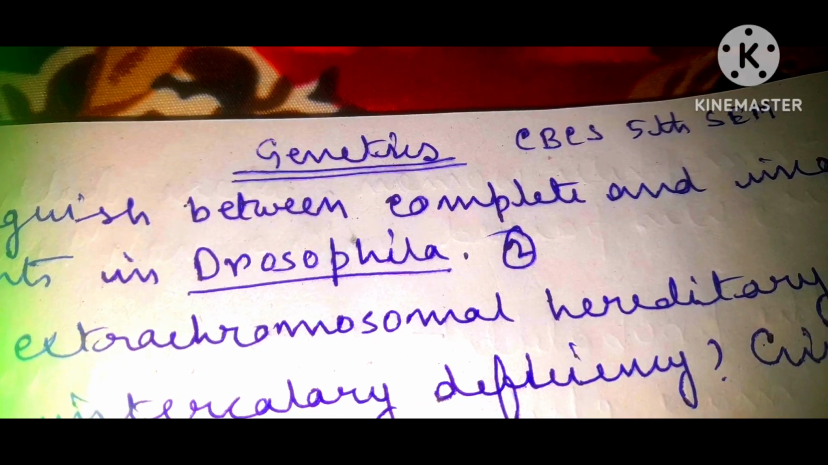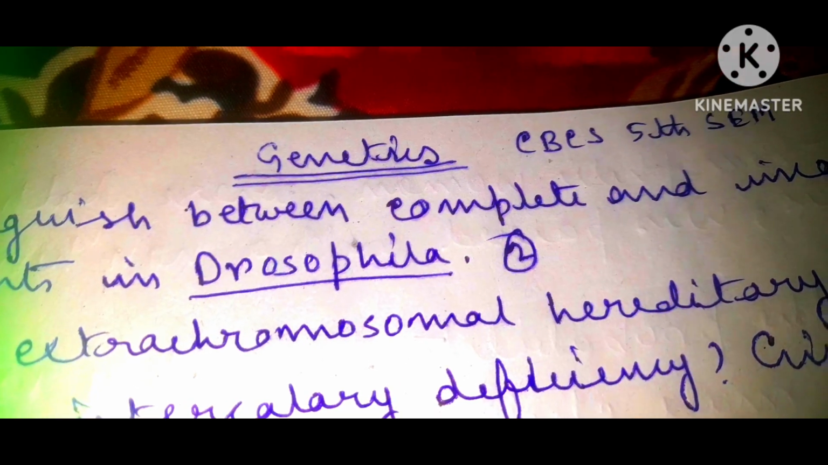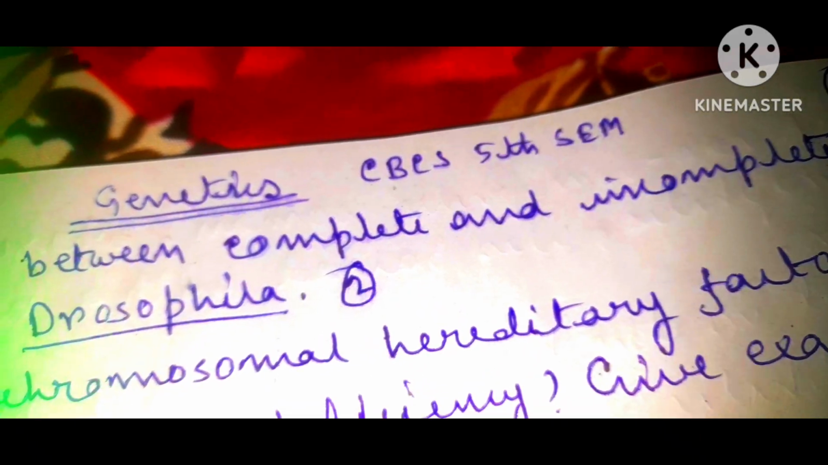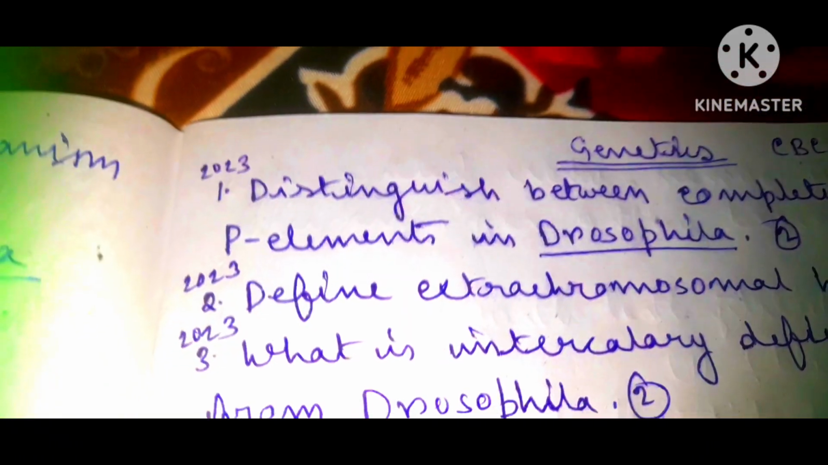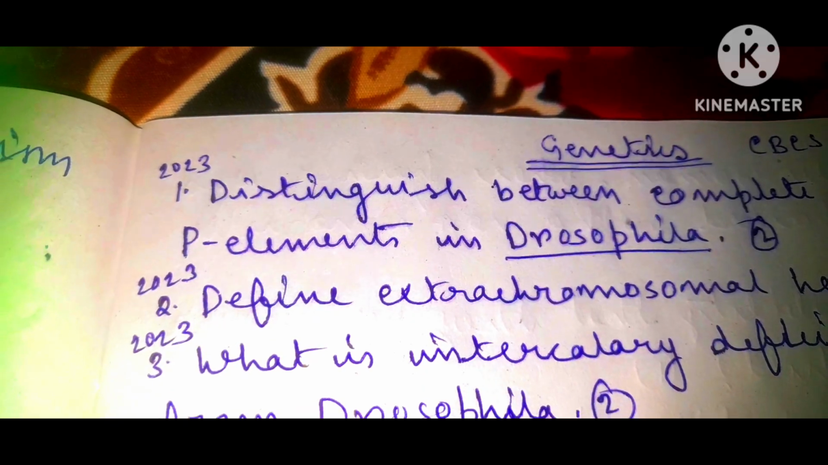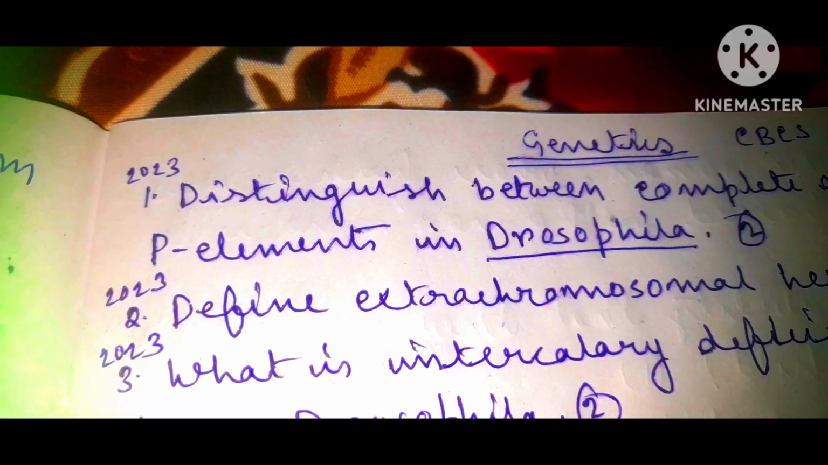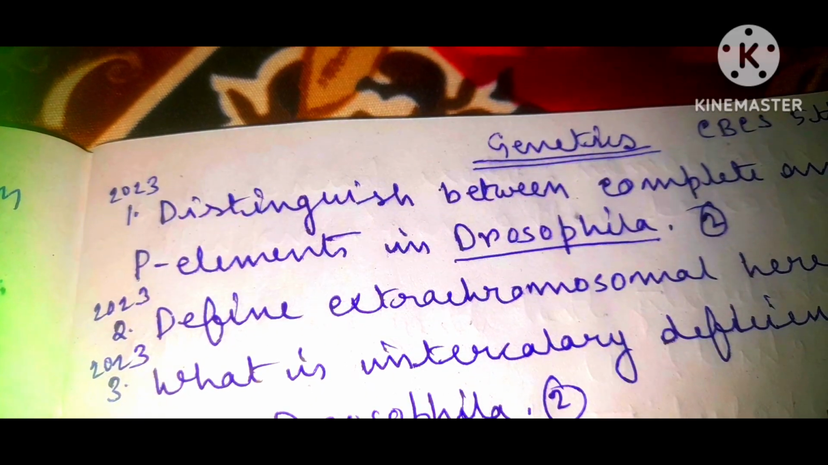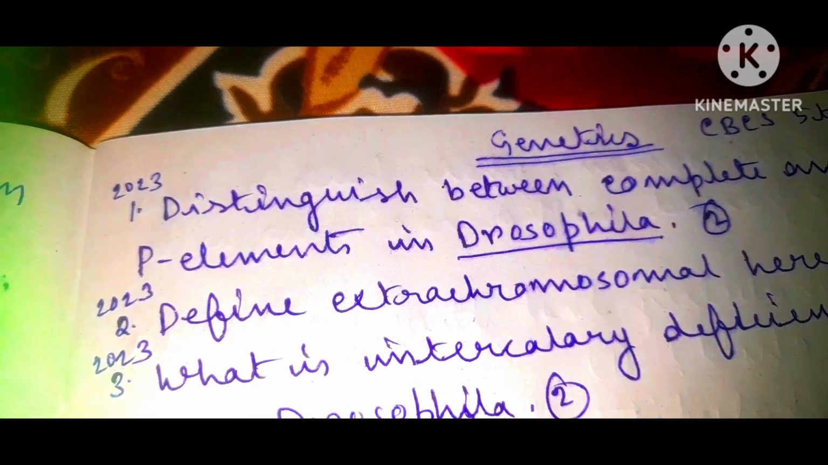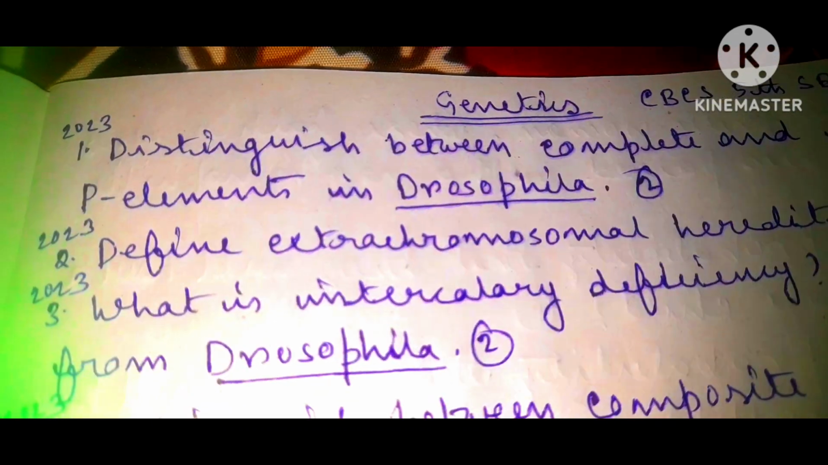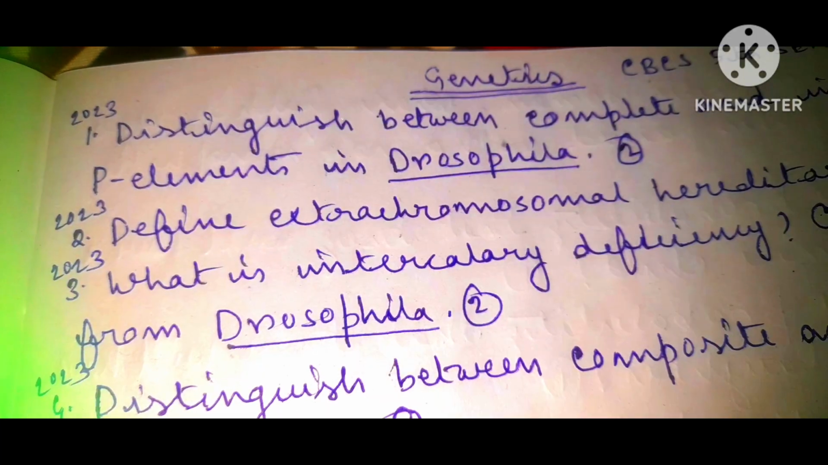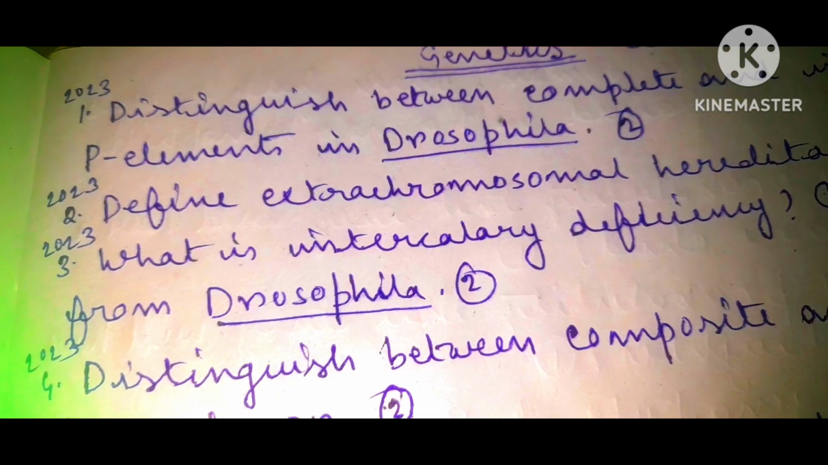Today I am going to discuss with you a previous year question paper named Genetics under CBCS 5th semester. This is a question from University of Calcutta, year 2023, for your upcoming semester 3 genetics exam under CCF. Now let's concentrate. Number 1. Distinguish between complete and incomplete P elements in Drosophila, carrying 2 marks.